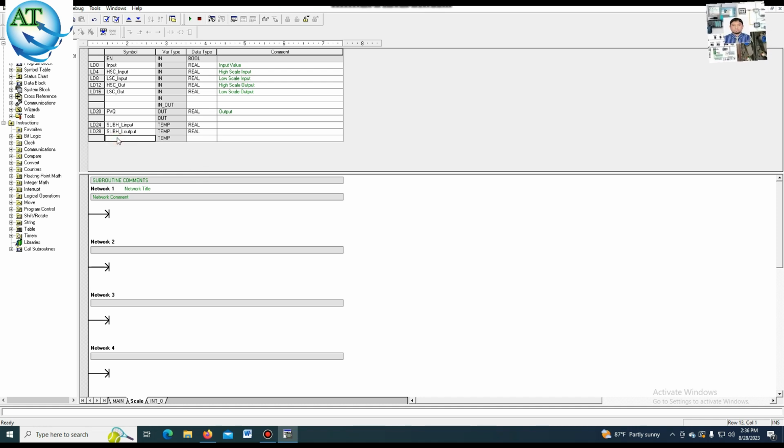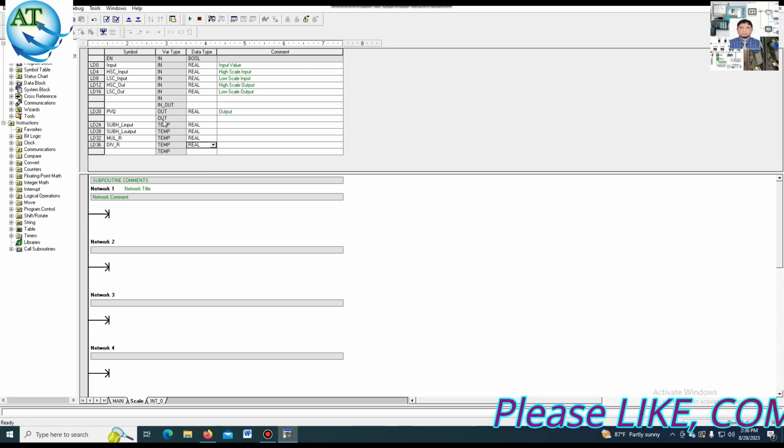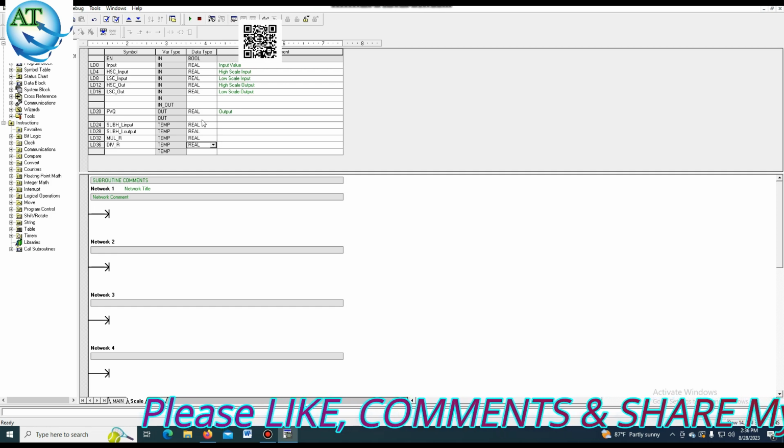Then I design multiple underscore real. This is also real type, so I put real. Then we define another one, division real. This is also real data type, so there you see I have already defined all of the inputs that we need for making the scaling program. So all the symbols are defined.